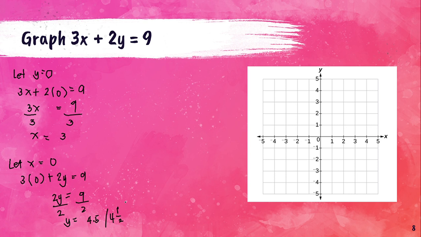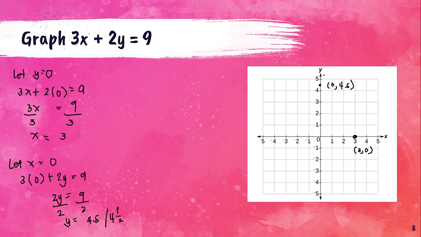So after this, let's plot the points. So first, we have to plot 3, 0. Since it's positive 3, we have to count 3 units to the right. So 1, 2, 3, 3, 0. This is located here. So let's name that point. So that is 3, 0. And next we have 0, 4.5. So we have 1, 2, 3, 4.5. So that is 0, 4.5.